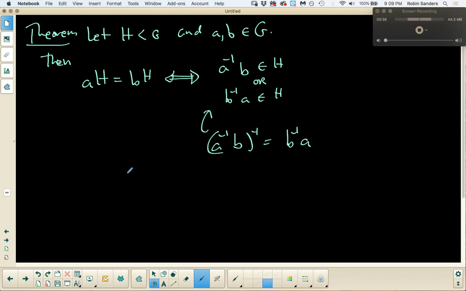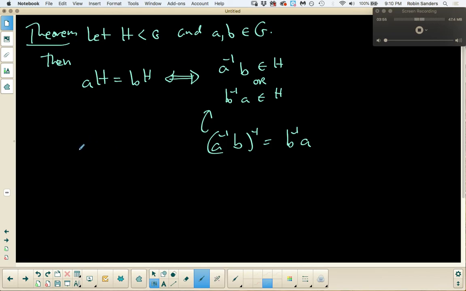And so what this basically gives us is a specific test for when two cosets are equal to each other. The product of the inverse of one of the representatives times the other representative has to be inside the subgroup.